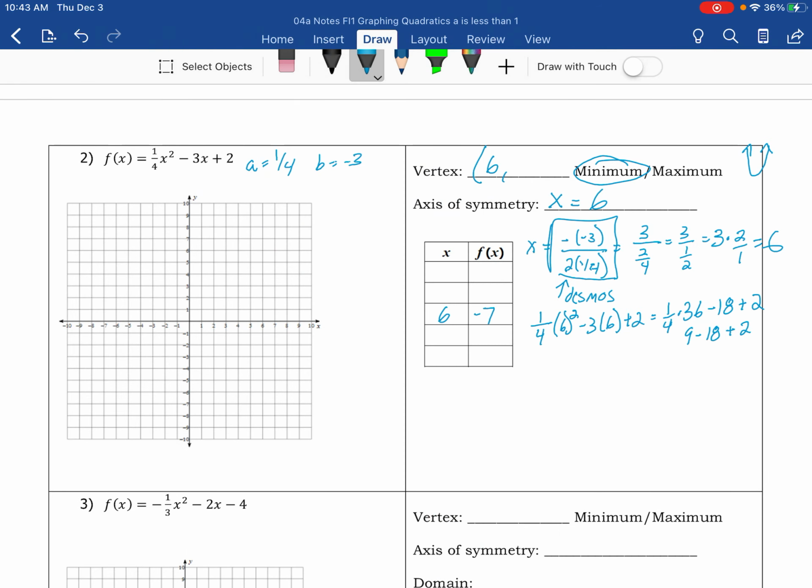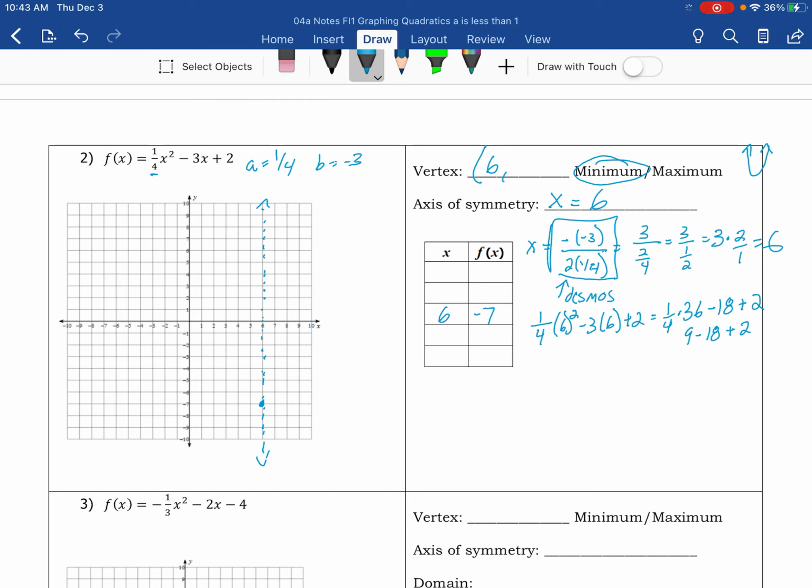Okay, so now it comes down to picking, so I'll plot my vertex first. That's going to be 6, -7, okay? And I'm also going to draw my axis of symmetry. So technically, if you do the math right, you should only have to find 2 points, okay? Because then you plot the other 2 points on the other side.